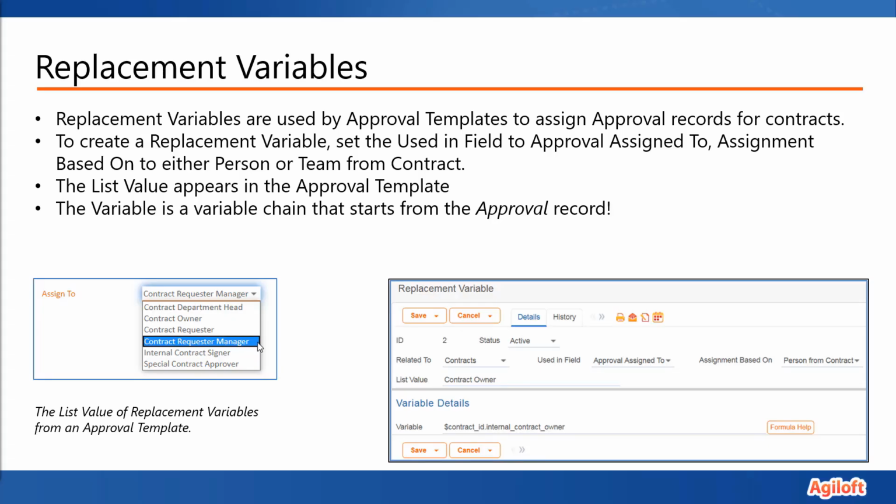Replacement variables are used by approval templates to assign approval records for contracts as well as other tables. The list value of the replacement variable appears in the approval template through a link to selected fields. This is displayed on the left. The variable chain that we actually use in the replacement variable record needs to start from the approval record. In this example, the variable chain goes through the contract ID and pulls that contract's internal contract owner.